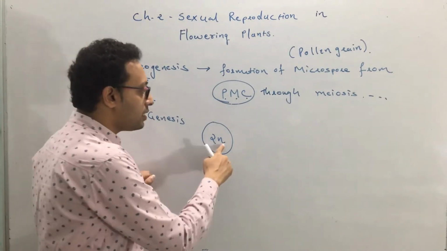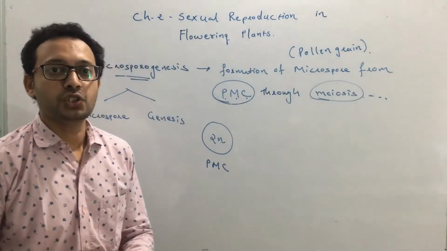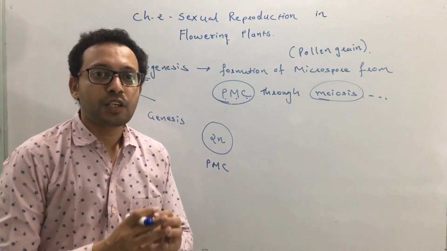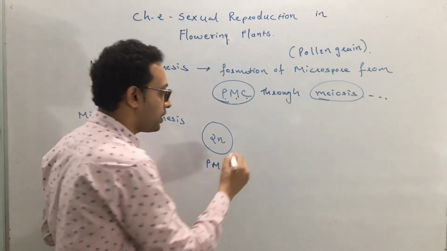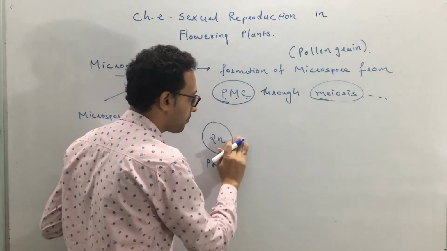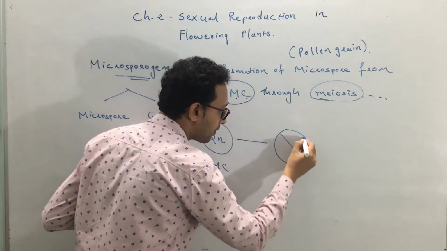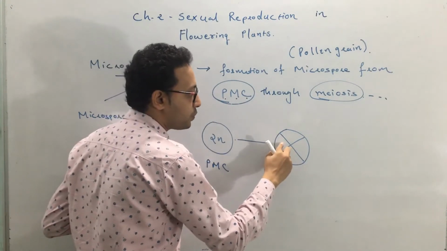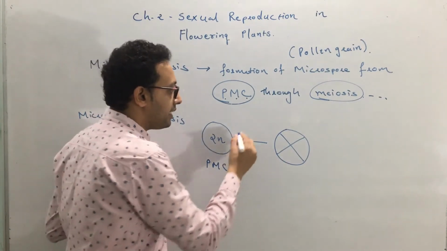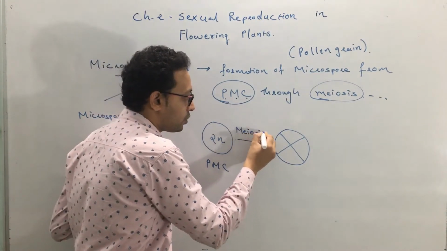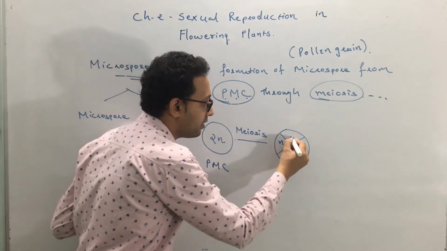Now what happens? This pollen mother cell divides by a process called meiosis. Meiosis, you know, is a reductional cell division, and by this type of division, how many daughter cells are produced? 4 daughter cells are produced. 1, 2, 3, 4. Here it is meiosis, so the number of chromosomes in the daughter cell gets halved. Here 2n, so it gets halved to n.